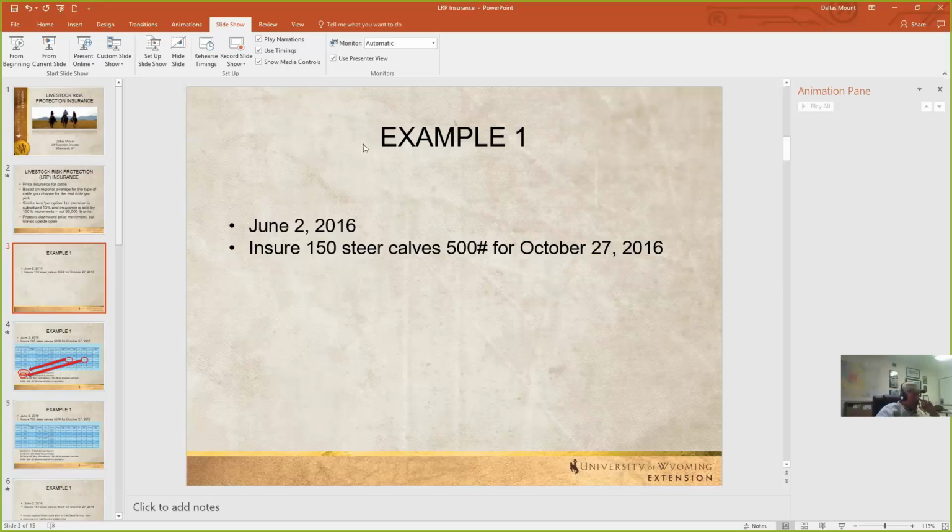Okay, so example number one. I'm going to go back in time on this first example, and the second one, we're going to do one current in time. I want to go back to June 2nd of 2016. On June 2nd of 2016, I wanted to insure 150 steer calves that were going to weigh about 500 pounds for a late October delivery.